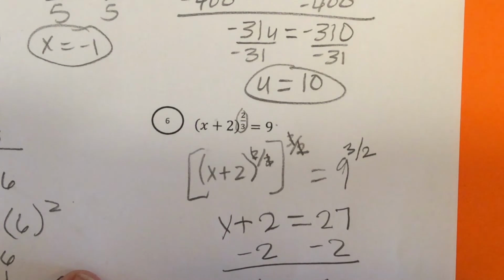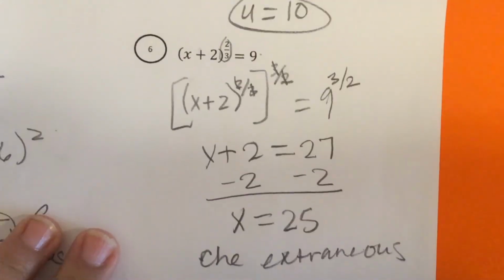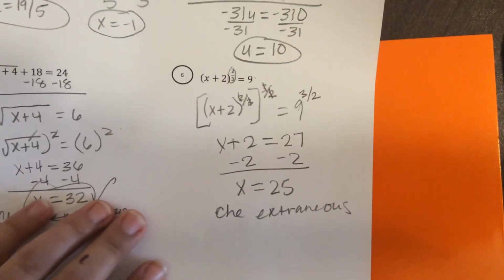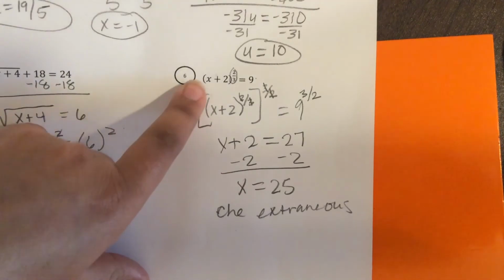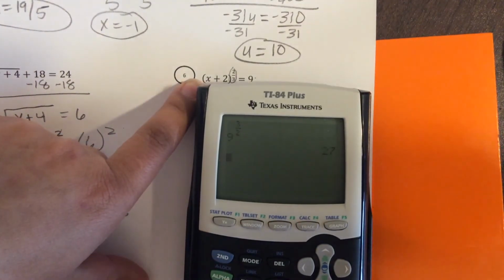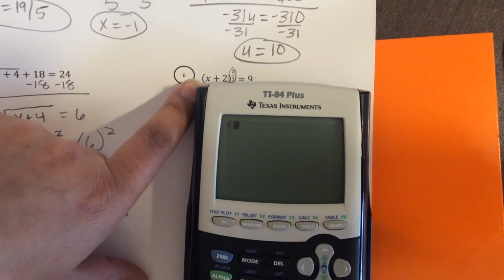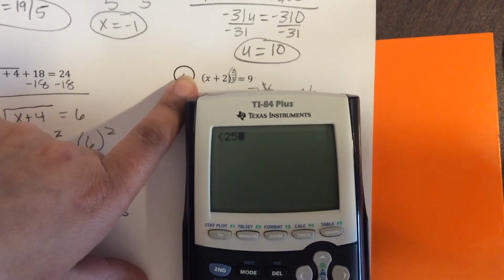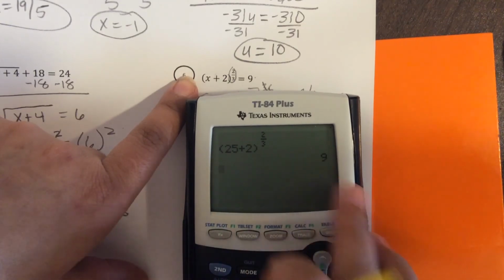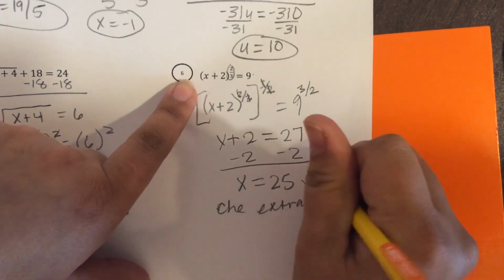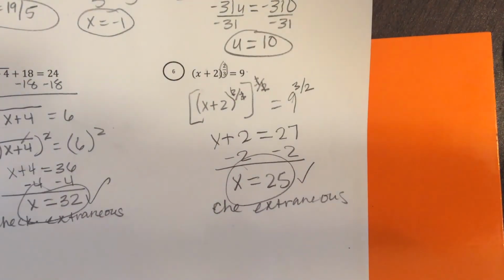So again, we have to check for extraneous solutions. We always have to check for extraneous solutions. So we're just going to plug in the 25 in there. I'm going to use the calculator. You can use Desmos. 25 plus 2, and then to the 2/3. And see if it equals 9. And it does. So this one works as well. So remember, you have to check them because sometimes they do not work.